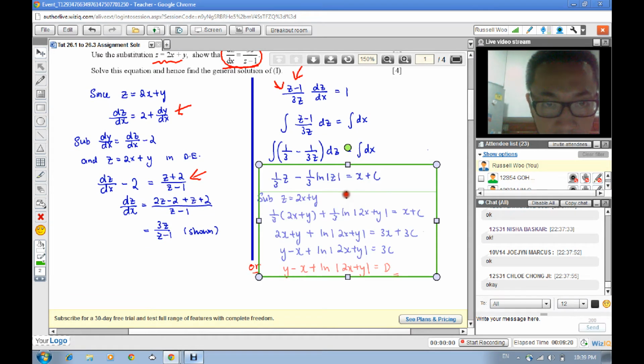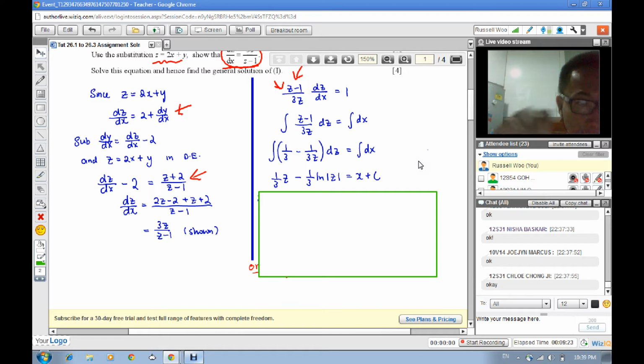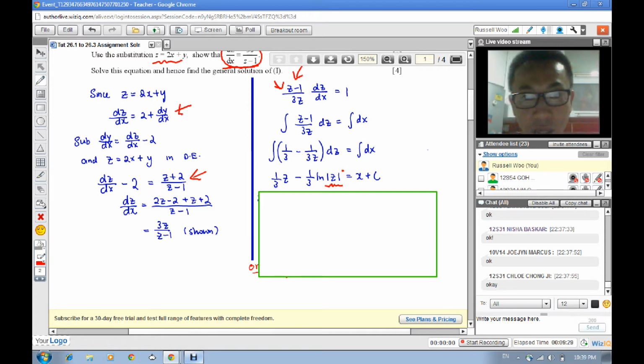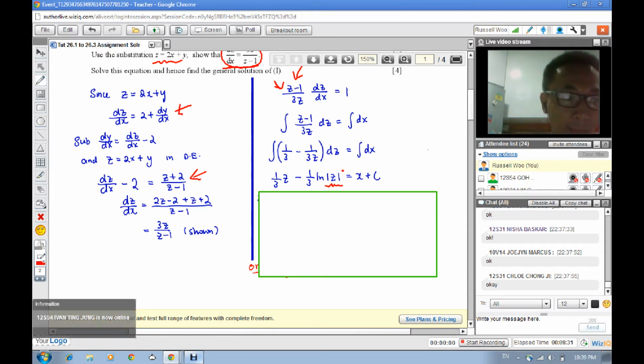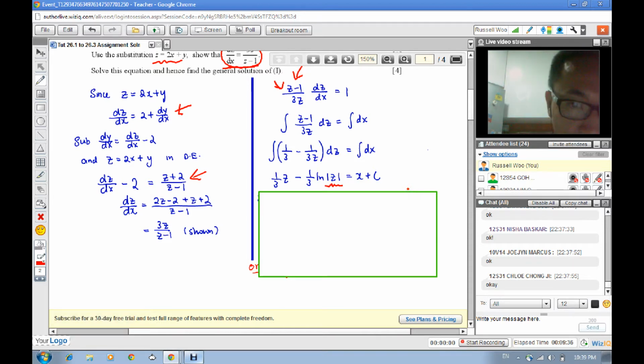Let's not forget the mod sign. Let us pay special attention here. It is ln mod z, not ln z, but ln mod z. Okay? And also, let us not forget the integrating constant c.